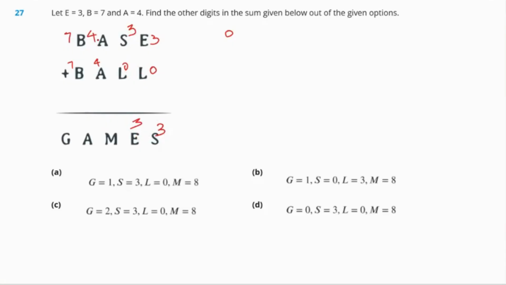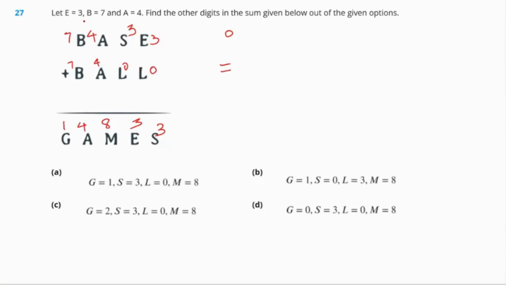Next, A plus A. That is 4 plus 4. We are getting M. So the value of M will be what? 8 only. 4 plus 4, 8. And 7 plus 7, it is 14. So we don't have any carry here. So this will become 4 and G will be 1. So we get the values for all the letters, right?